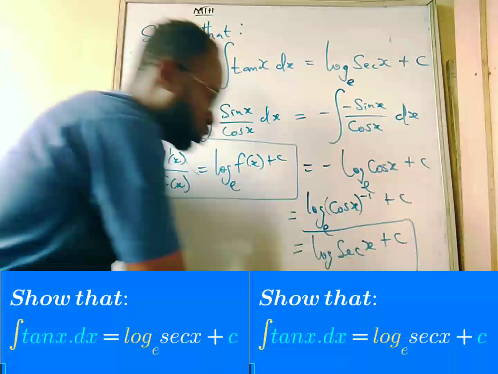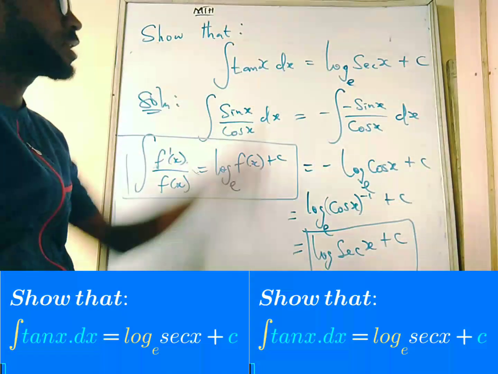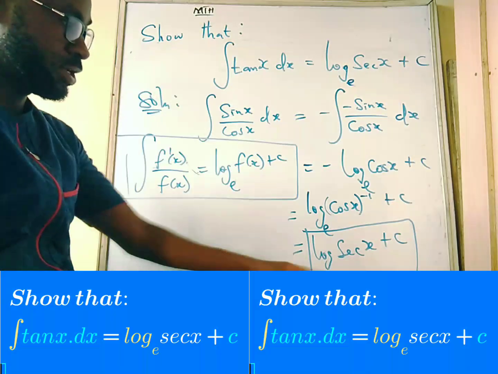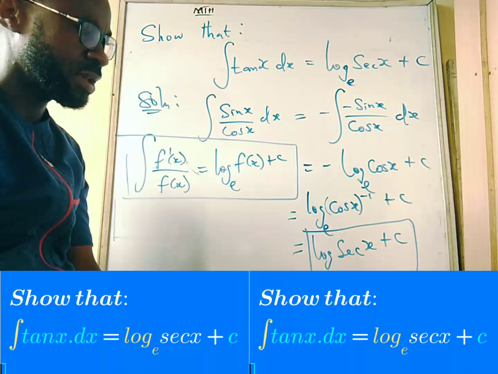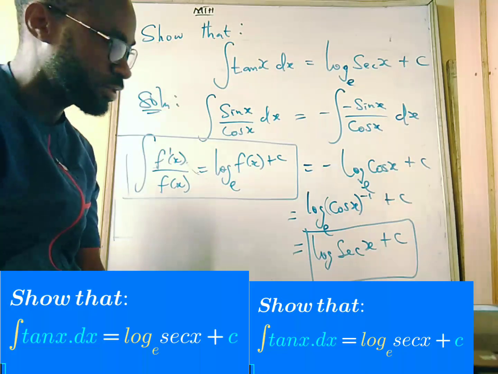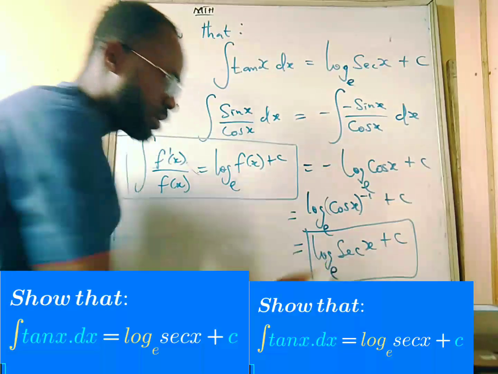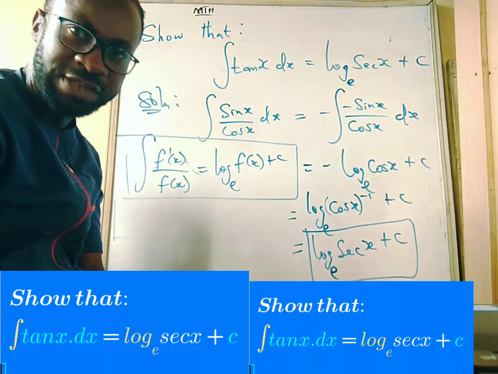So we have been able to show now that the integral of tan x dx is equal to log sec x plus c to base e. Beg your pardon. So that's our solution.